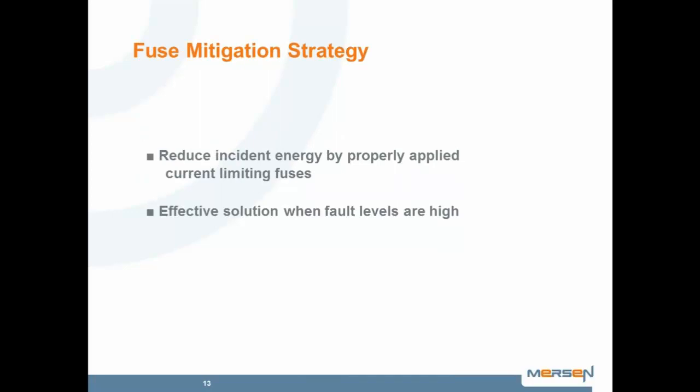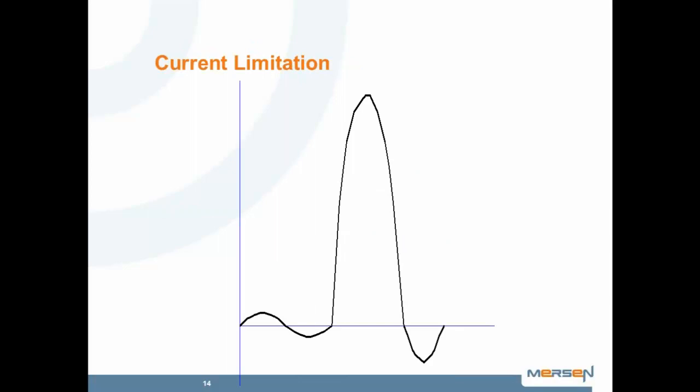But the overall fuse mitigation strategy is to reduce energy by properly applied current limiting fuses. And it's most effective when you have an application when the fault levels are high. Generally, we think of fault levels when they are higher are bad. Unfortunately, we have a silver lining. If the fault levels are high, fuses can be very, very effective in reducing incident energy.